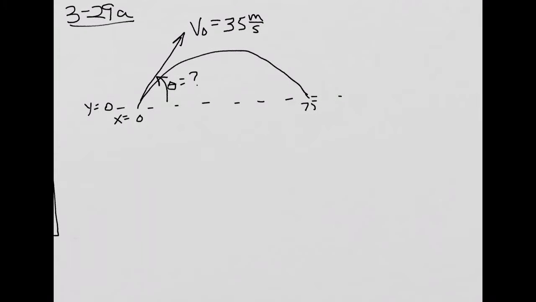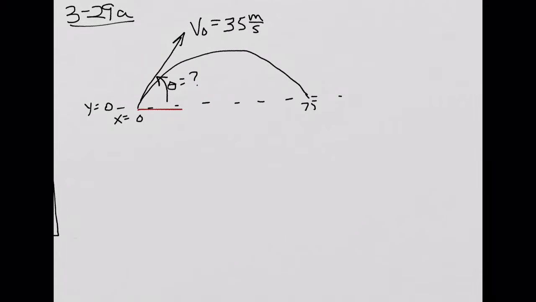This is problem 29 in chapter 3, where an archer shoots an arrow 75 meters with an initial velocity of 35 meters per second. We are given that the initial velocity is 35 meters per second, but we are not given the angle, so we're asked to find what this angle is. So let's take a look at what we know.